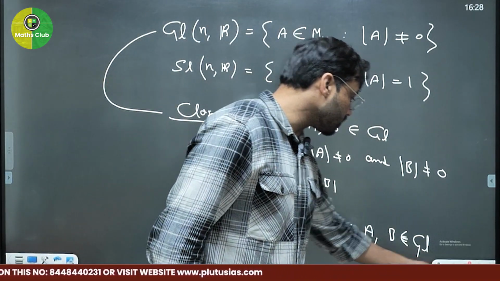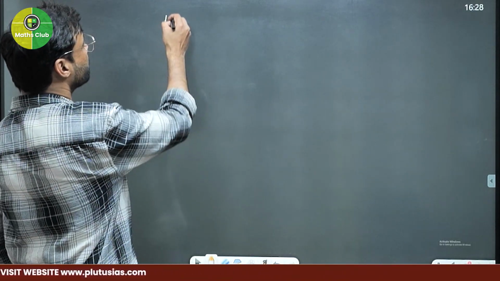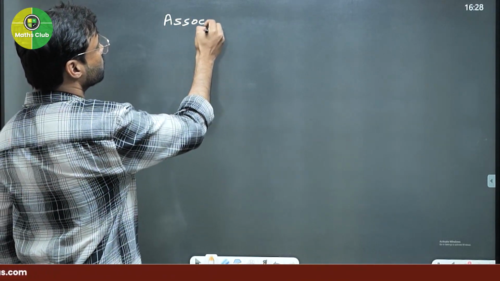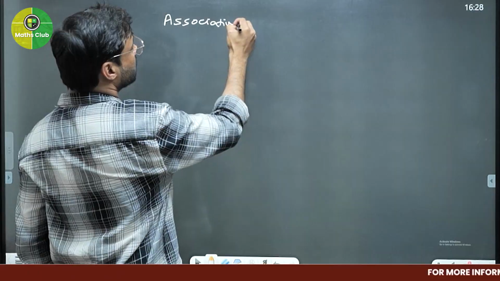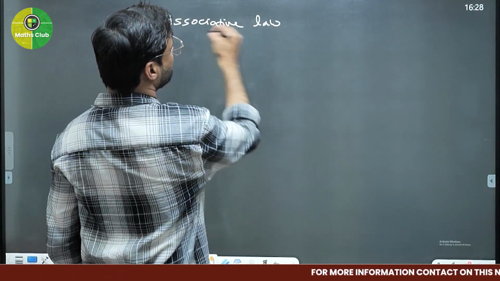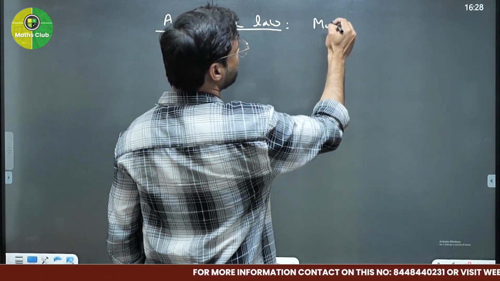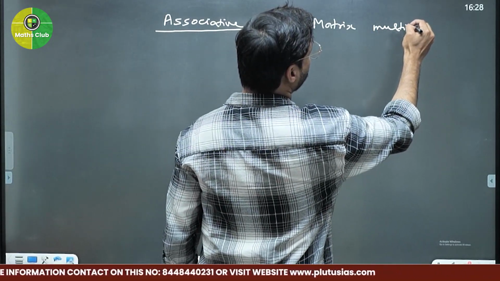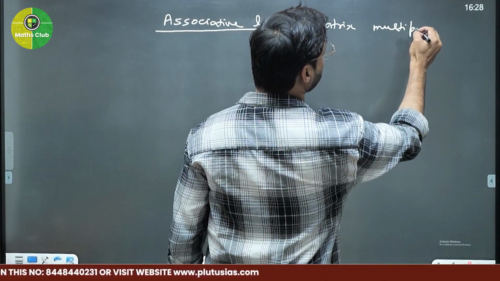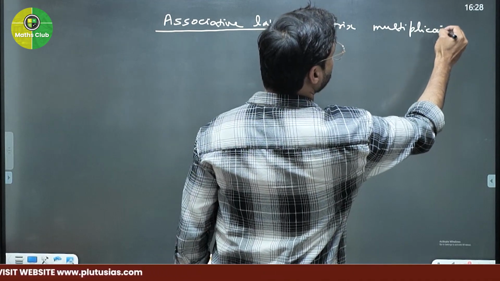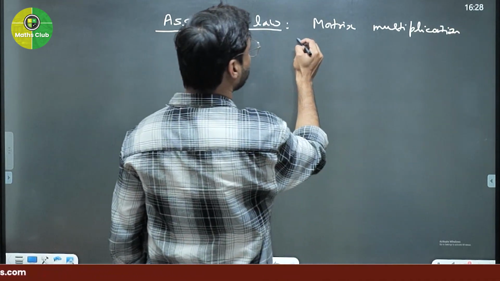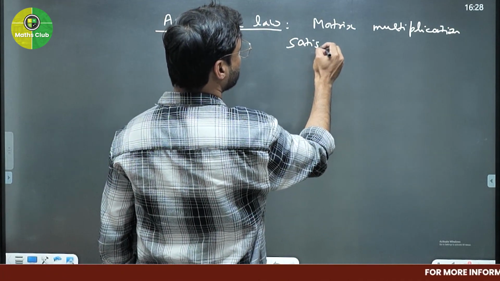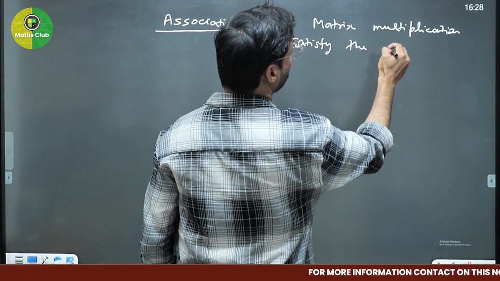Now we'll see what about the associative law. Matrix multiplication satisfies the associative law, so that is the reason associativity holds.